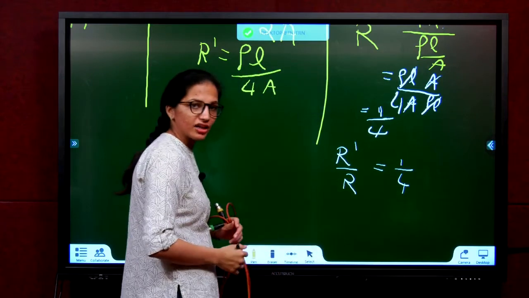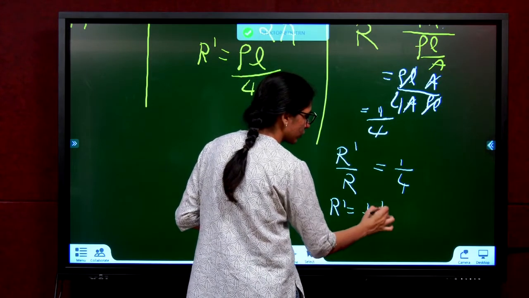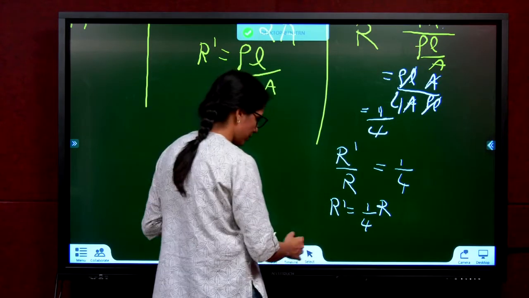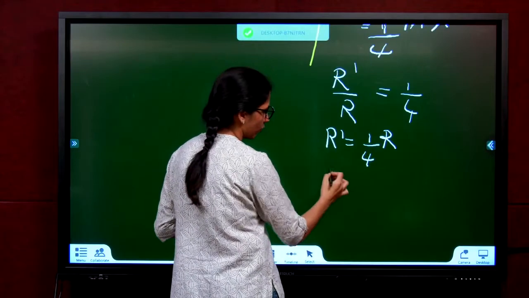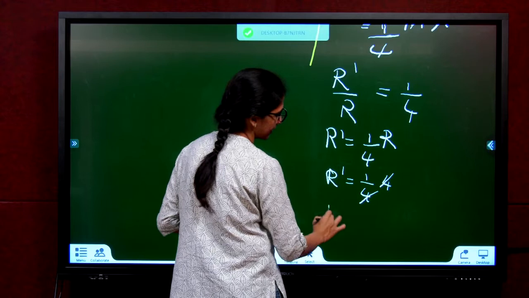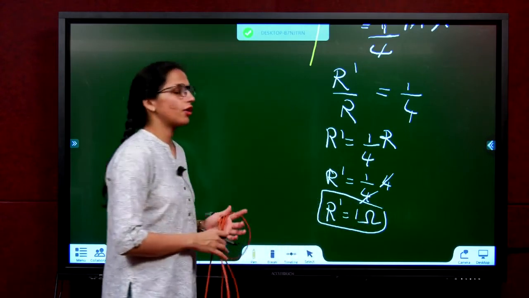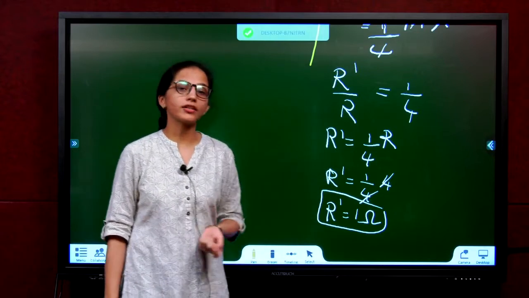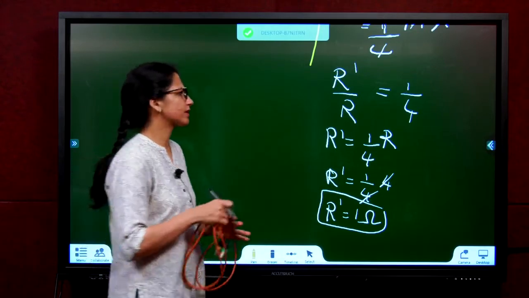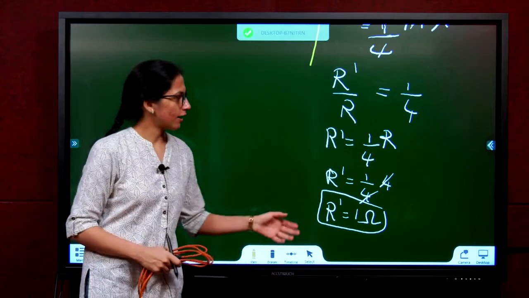Do you want R dash, the new resistance? What is R dash? 1 by 4 into R. What is the new R? Old R is 4, given in the question. Cancel, cancel. R dash is 1 ohm. Sometimes they will not give you R equals 4. They will ask you what is the ratio of the new resistance to the old resistance. Then the answer would be the ratio is 1:4. I hope this is clear.